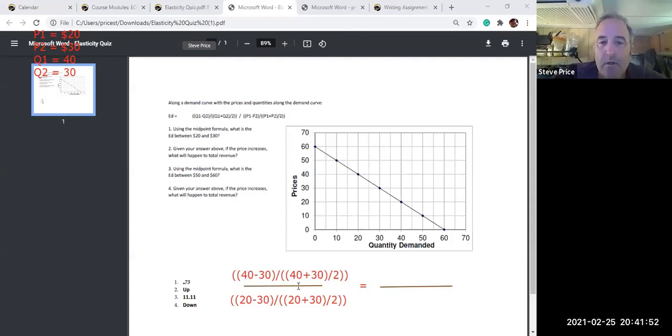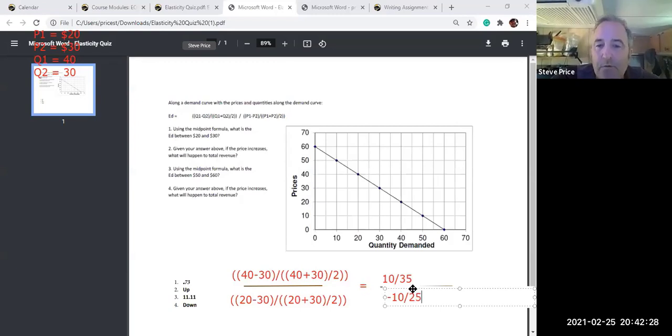So we'll have 40 minus 30, which is 10, divided by, then note, let's nest this, let's do this whole nest right here. 40 plus 30 is 70, and then 70 divided by 2 is 35. Then in the denominator, 20 minus 30 is negative 10, divided by, now we have 20 plus 30, so 50. 50 divided by 2 is 25.